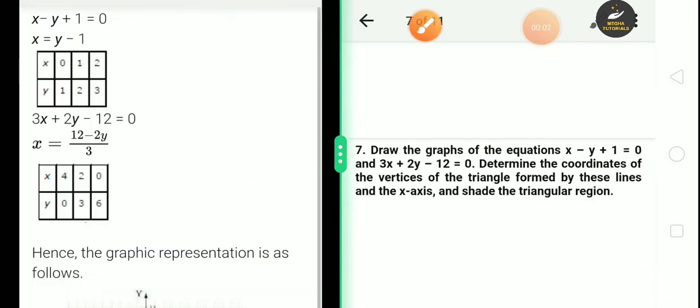Question 7. Draw the graphs of the equations x minus y plus 1 is equal to 0 and 3x plus 2y minus 12 is equal to 0. Determine the coordinates of the vertices of the triangle formed by these lines and the x-axis and shade the triangular region. Please understand the question.